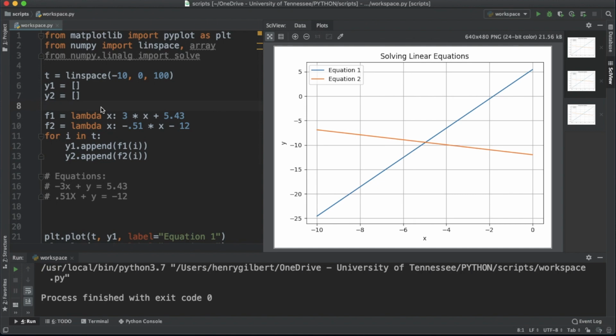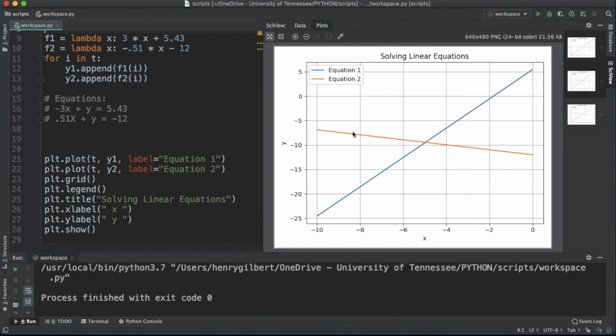In this video, I'm going to be teaching you how to solve linear equations in Python using the NumPy package. Starting off with our import statements, we're going to import linspace and array from NumPy, and then from numpy.linalg, we're going to be importing solve.